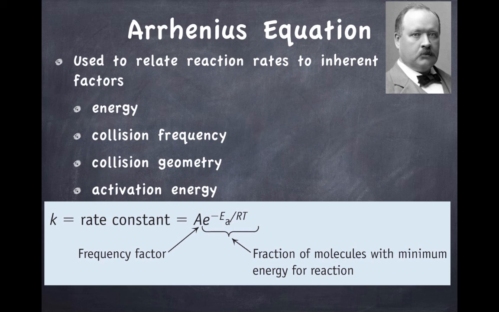We have k, which is the rate constant. So k is equal to this capital A, sometimes called an Arrhenius factor or a frequency factor. Sometimes it's called a pre-exponential. It has a lot of names. It's all the same thing.